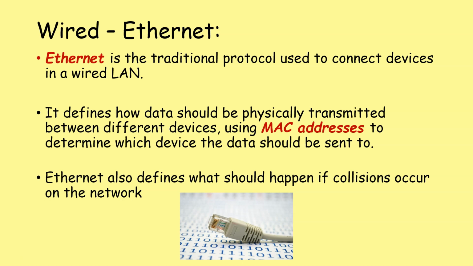Ethernet also needs to define what should happen if collisions occur in the network. So if data is being sent along the same cable at the same time, packets of data can collide with each other and some of that data could be lost. So remember, although we often call these cables Ethernet cables, Ethernet actually refers to the software protocol that these cables are carrying. These cables are in fact called CAT cables.